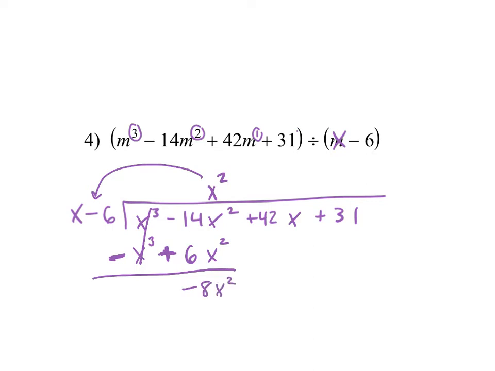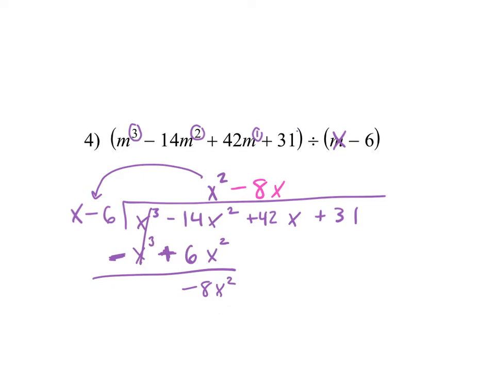What's negative 14x squared plus 6x squared? Negative 8x squared. Now we start from the top. Do the same thing again. What times x gives us negative 8x squared? So we're dividing this by x. What do we get? Negative 8x.